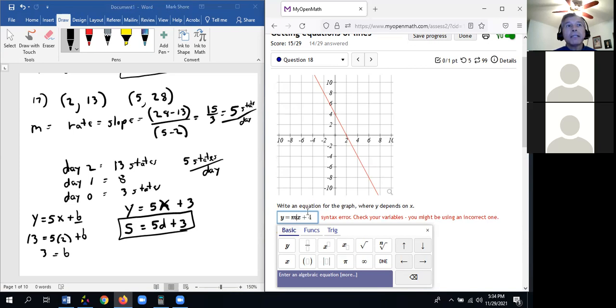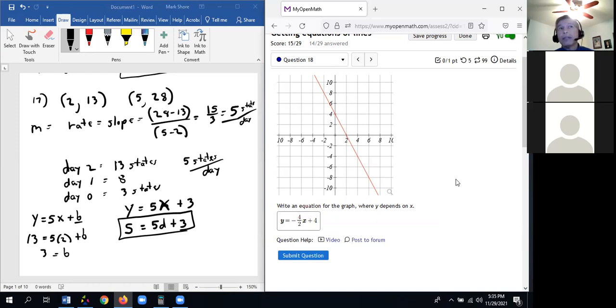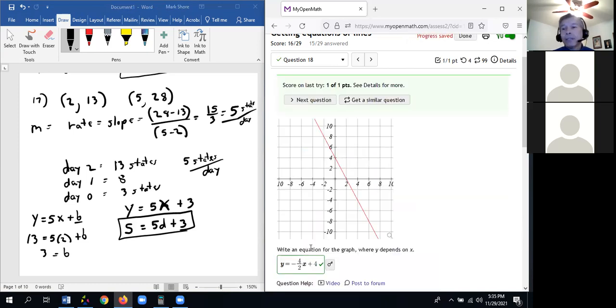Now the tough bit is getting the slope. So we've got to count to get the slope. From this point, the next point that it hits nicely is right here. So what did we have to do? We had to drop 4 and run 2. So drop 4 is -4 and run 2, so over 2. That's all you really need right there. You can just count it up. It doesn't say it has to be reduced. Let's see if it takes it. It does. -4 over 2 is the same as -2.